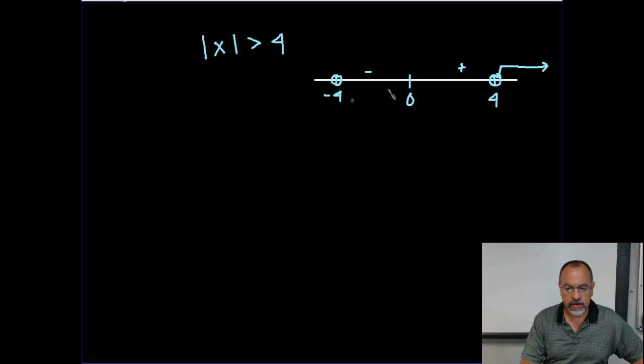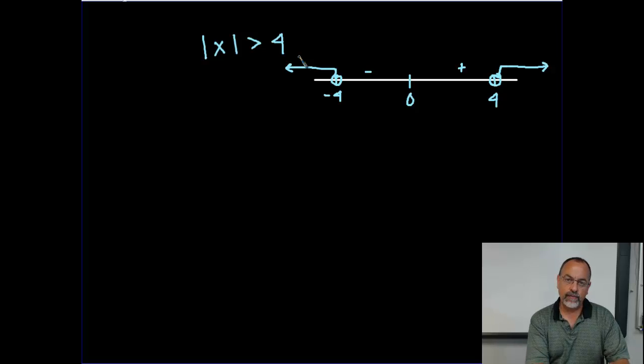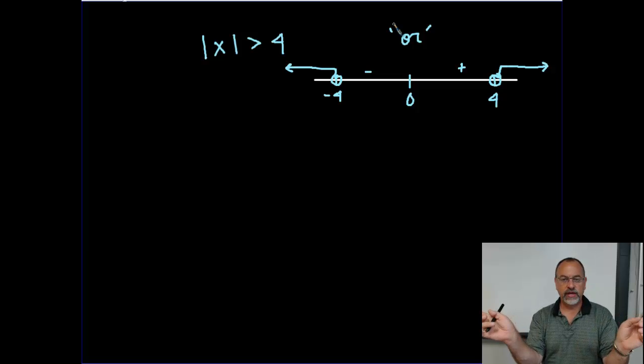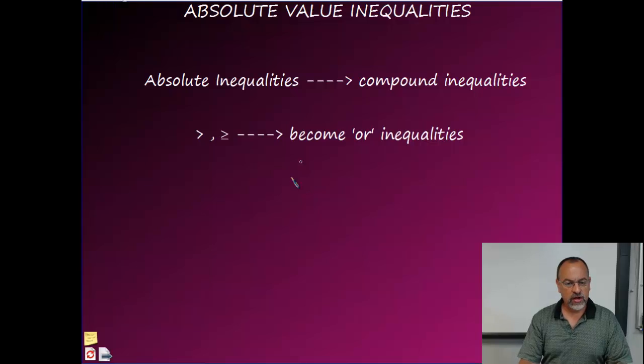Now, where are the numbers that are more than 4 away from 0? Well, we'd have to go out this way. These numbers out here are more than that 4 away from 0. And you'll notice that this number line representation looks like an or, because remember, the ors go out this way, and that's what we have. So you can see if it's greater than or equal to, that's going to produce an or type inequality.